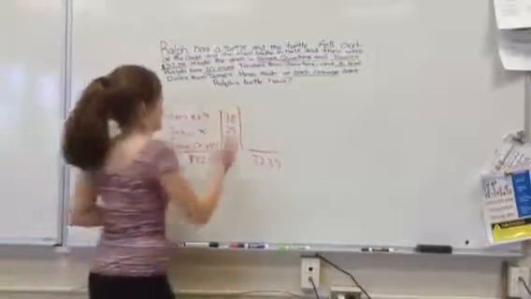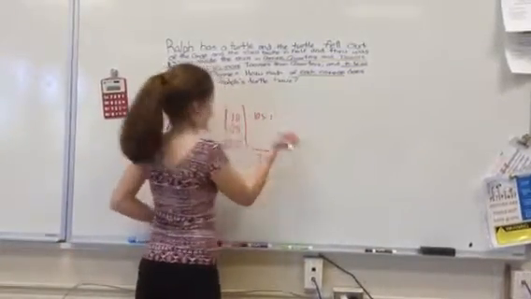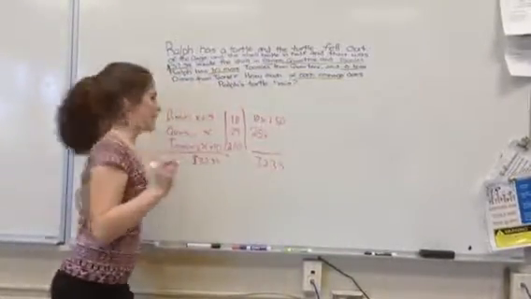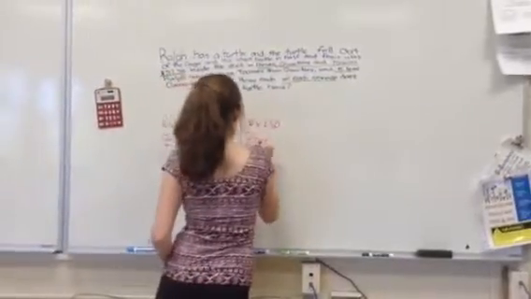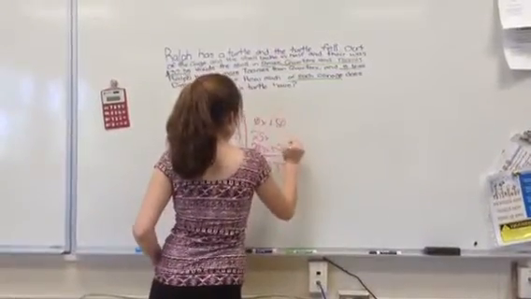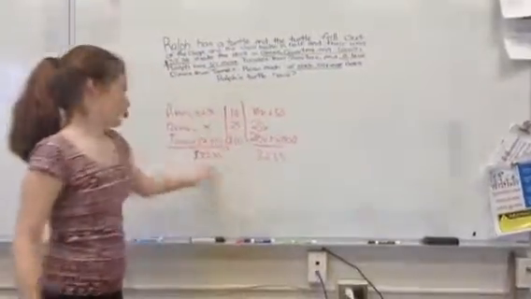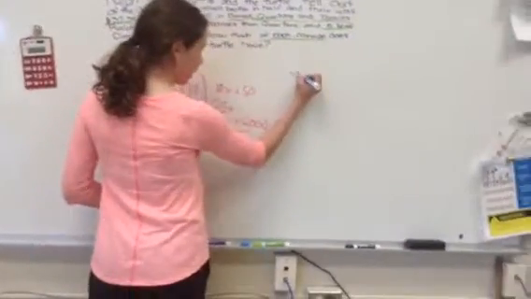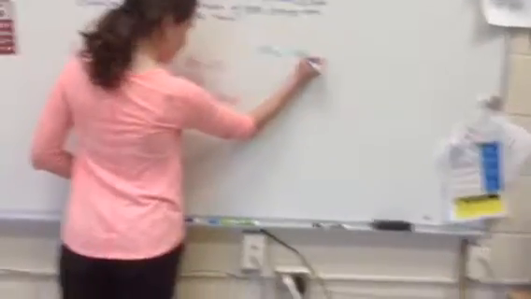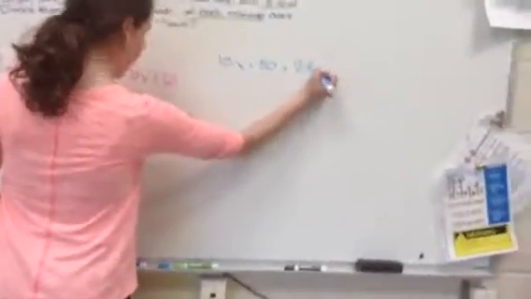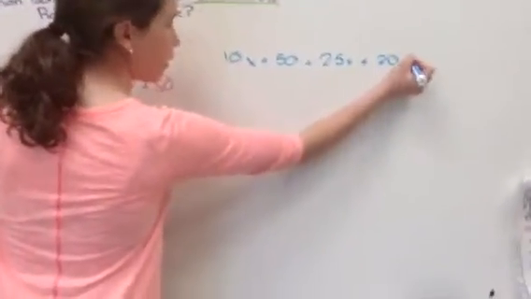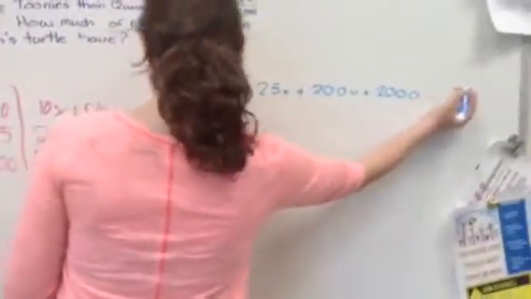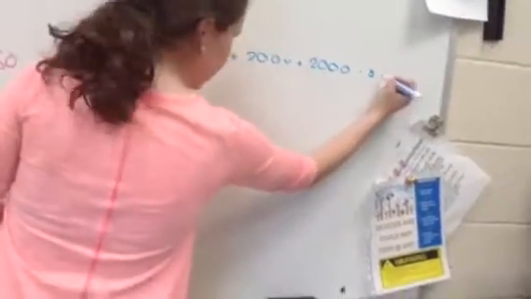So now we're going to put the variables through with the coin values. So 10 times x is just 10x plus 5 times 10 is 50. And then 25 times x is 25x. And then 200 times x is 200x, plus 2000. Okay, so now we're just going to put the equation sideways. So 10x plus 50 plus 25x plus 200x plus 2,000 equals 3,235.